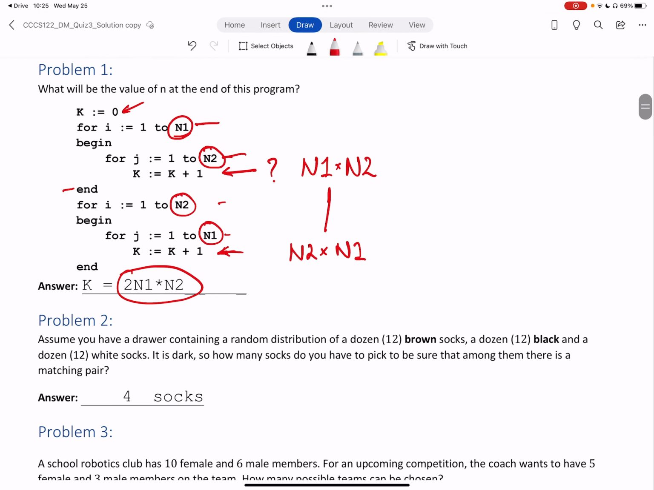Now, I took 2 minutes to explain this. This was something that you should have seen immediately and done in 5 seconds, 10 seconds.